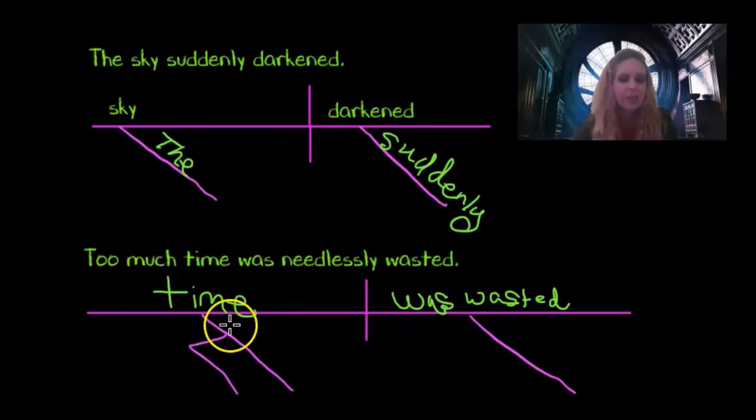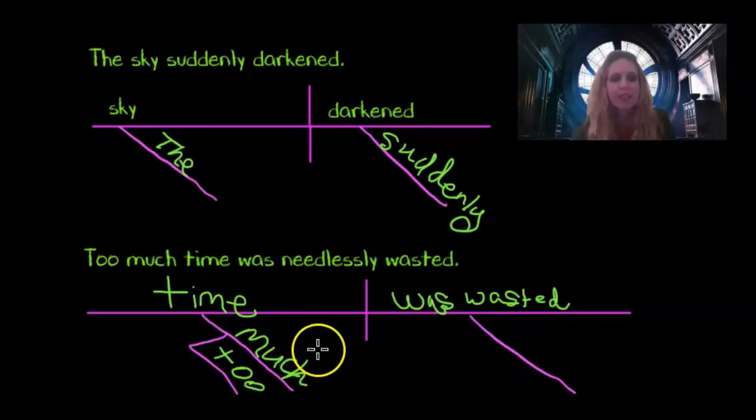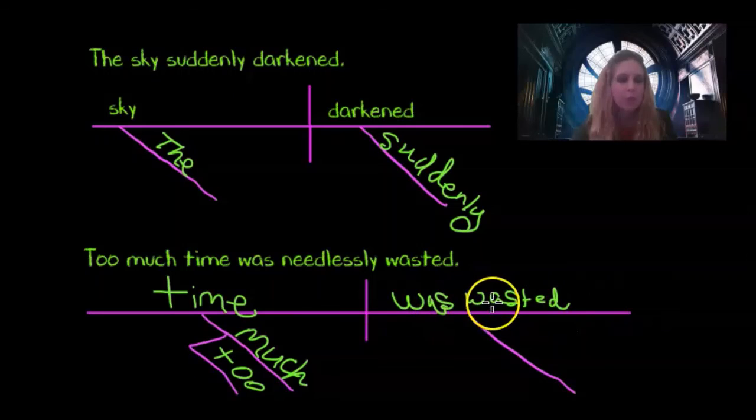I've got 2 lines here. So what word is describing time? Much time. Okay? But now we have a line here that's telling us that a word is describing much. So what word is describing much? Too much time. Okay? Now, was wasted. What word describes was wasted? Needlessly. Okay? That's our adverb that describes was wasted.